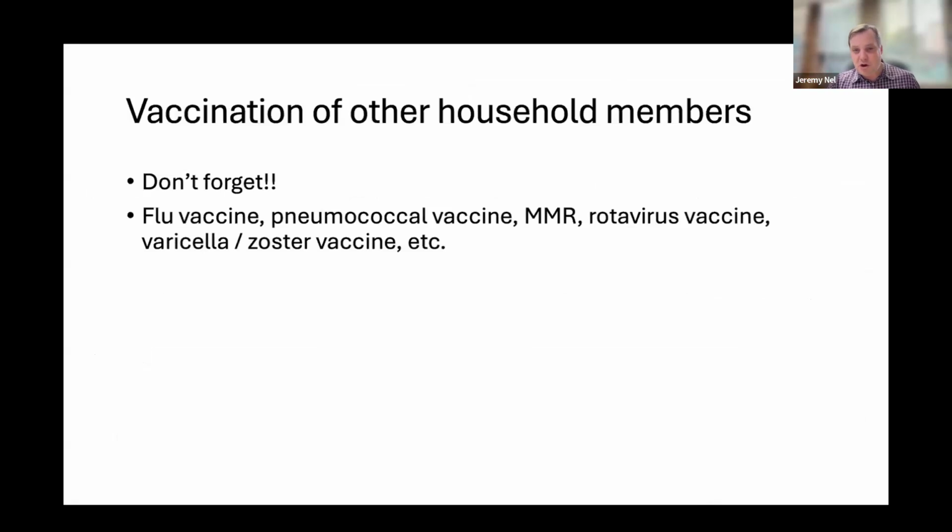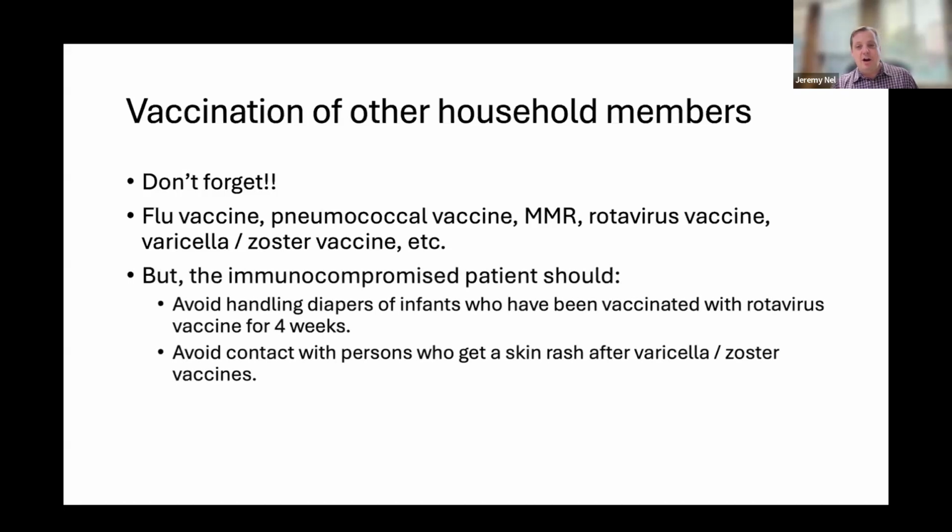Flu vaccine, pneumococcal vaccine, MMR, rotavirus vaccine, varicella zoster vaccine, etc. You need all of those vaccines and as many as possible that might impact on the transplant recipient. Don't forget about that. People do forget about that, and they just vaccinate the transplant recipient rather than everyone else. There are a few nuances to this. There's a whole paper on this, which is fascinating to read, and there's guidelines on this, but I just picked out a few of the more interesting ones.